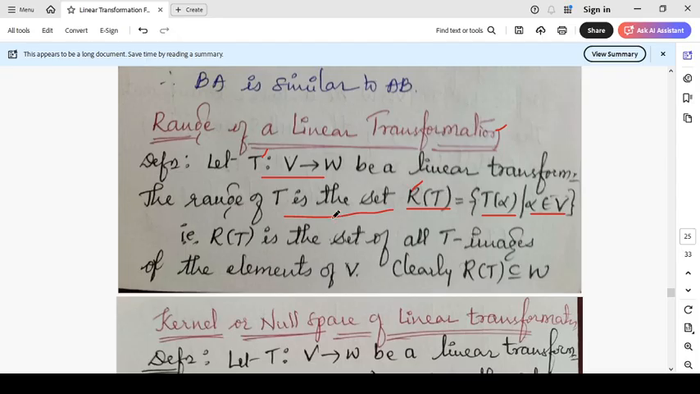Or I can say that the set of all T images of the elements of this vector space V is called the range of the linear transformation, and we can say that this R of T is a subset of W, right? So its image, T image, is in W. So the set of all T images of the elements of this vector space V is the range of the linear transformation.